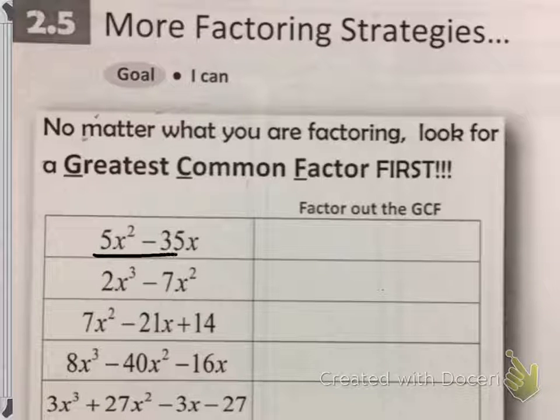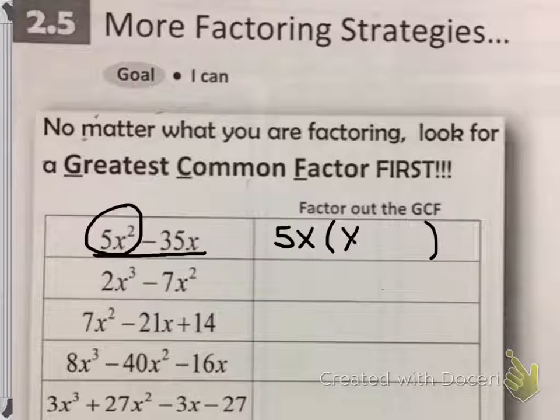When we look at 5x squared and a negative 35x, I can see that they're both divisible by 5, and they both have an x in common. So I'm just going to factor it out. Really, I like to turn that into a multiply problem. What did I multiply 5x by to get to 5x squared? Well, I multiplied by x. And what did I multiply 5x by to get to a negative 35x? That would be a negative 7. So this would be factoring out the greatest common factor.